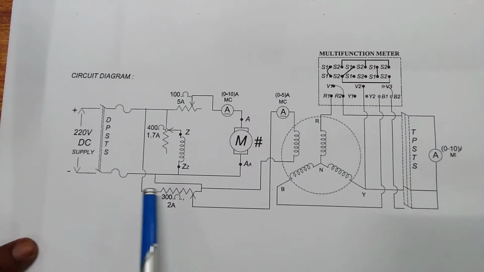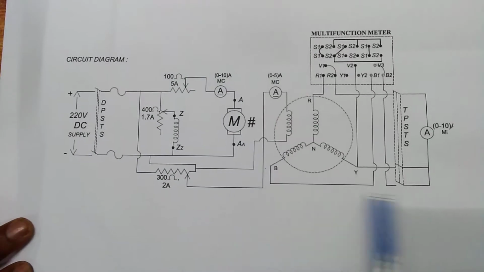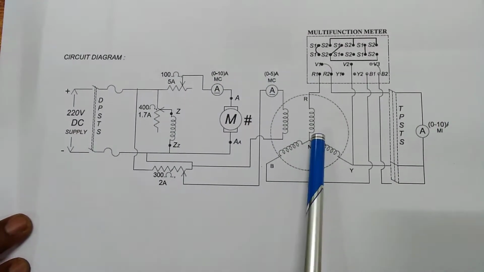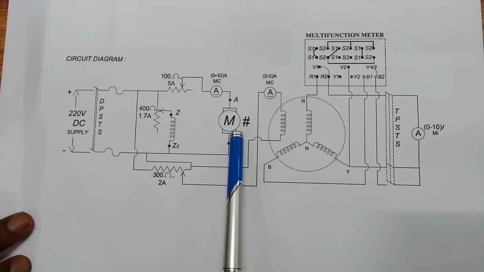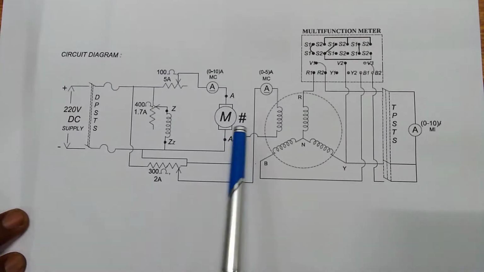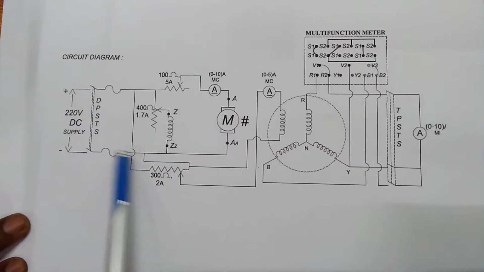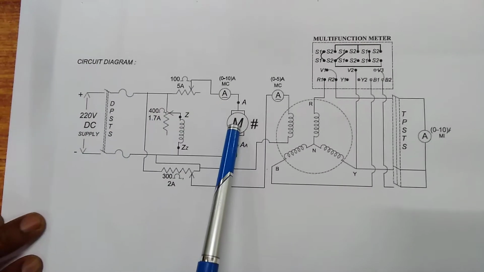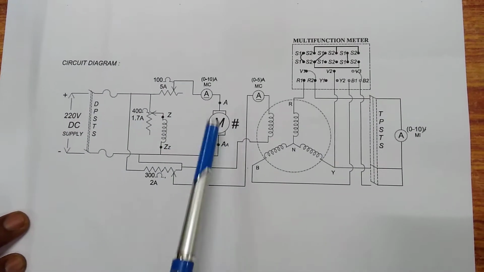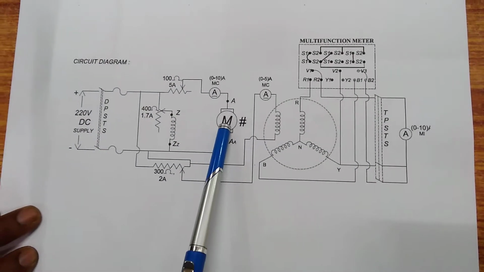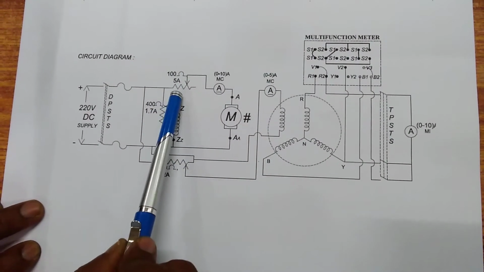In this circuit diagram there is one motor circuit, and this is our alternator circuit. These two circuits are coupled mechanically by means of this hash symbol. Here this DC motor setup is connected to the DC supply. Especially, the armature of this DC motor is connected in series with an armature rheostat.